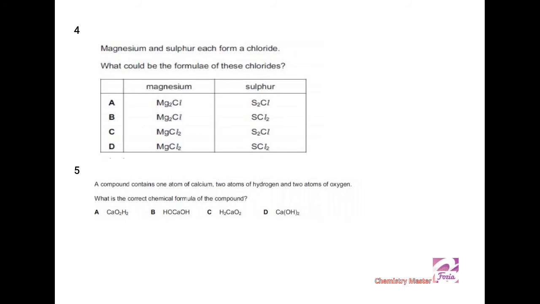MCQ number 5. A compound contains 1 atom of calcium, 2 atoms of hydrogen and 2 atoms of oxygen. A very well-known compound is written here as the correct answer: calcium hydroxide, and you must be very confident in selecting the right answer having 1 calcium, 2 oxygen and 2 hydrogen atoms, that is lime water.